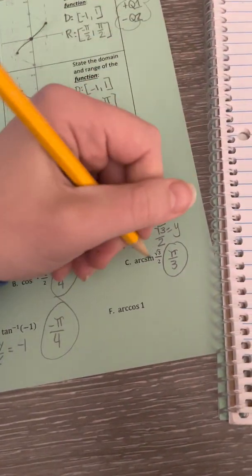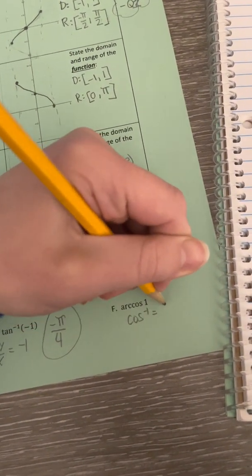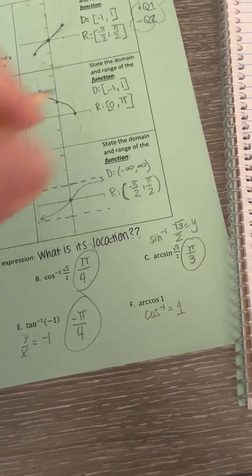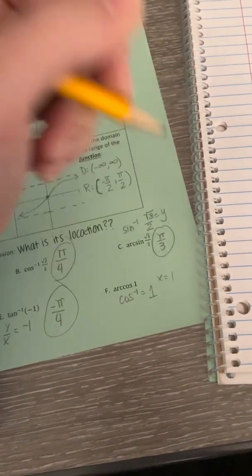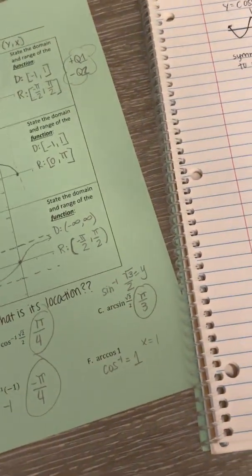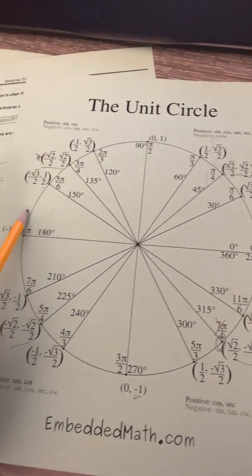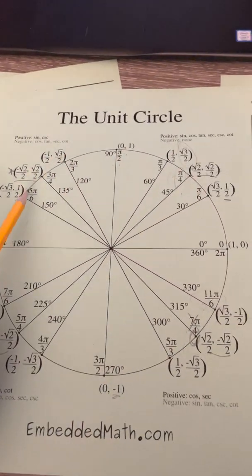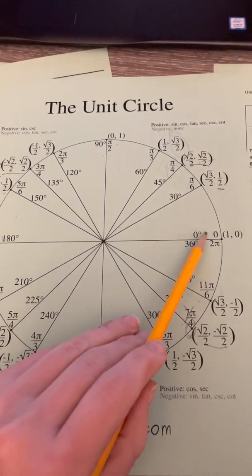All right, and then we have arc cos, where cosine is equal to 1. All right, so that means that the x value is equal to 1. Now on that, cosine is where we use the top. So we need to find where our x value is equal to 1. And that is actually going to be at 0 pi.